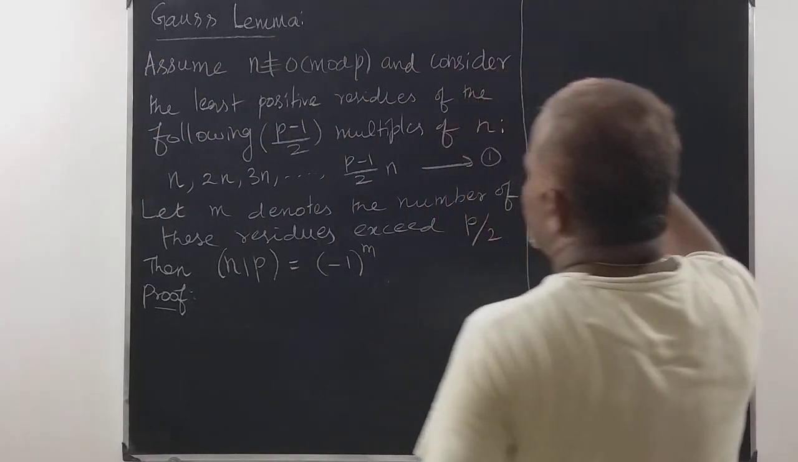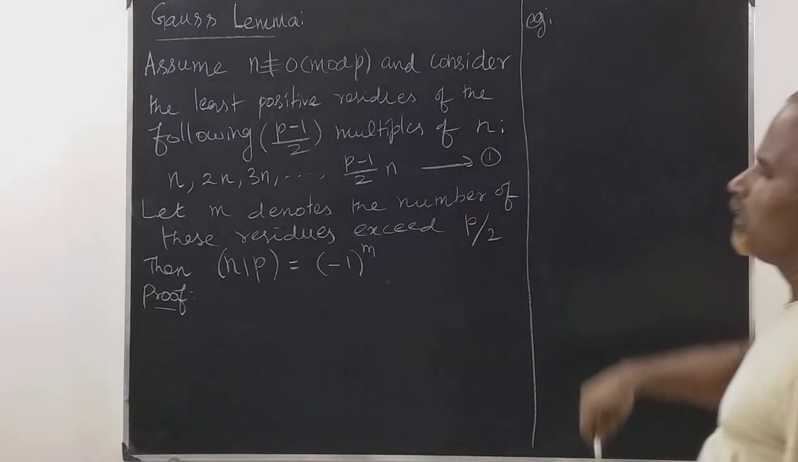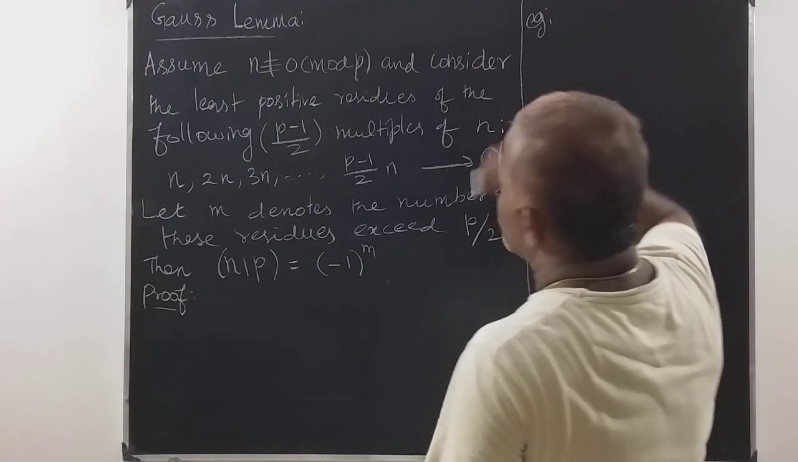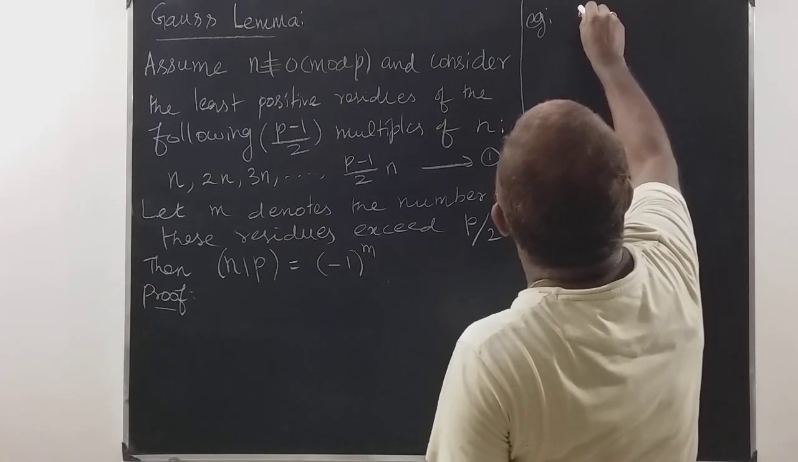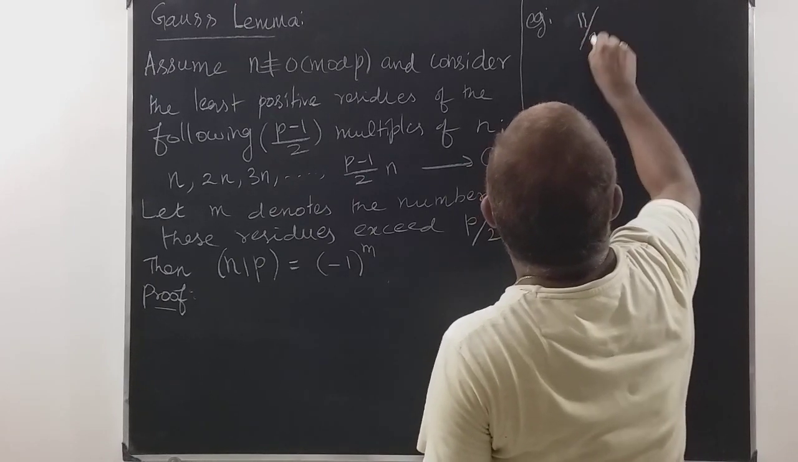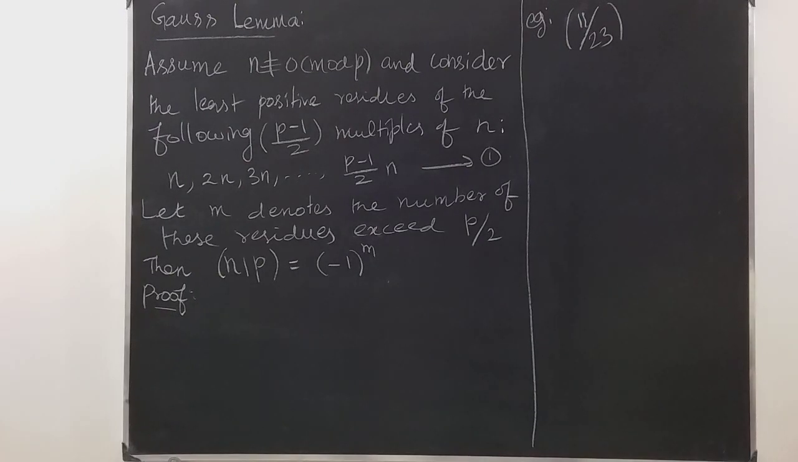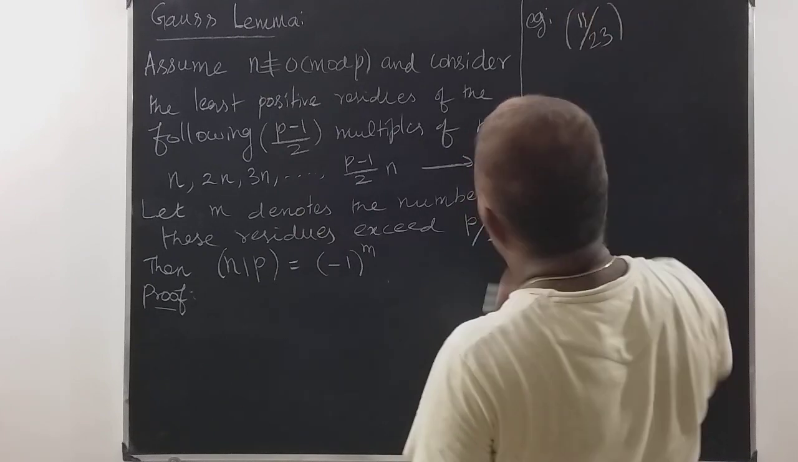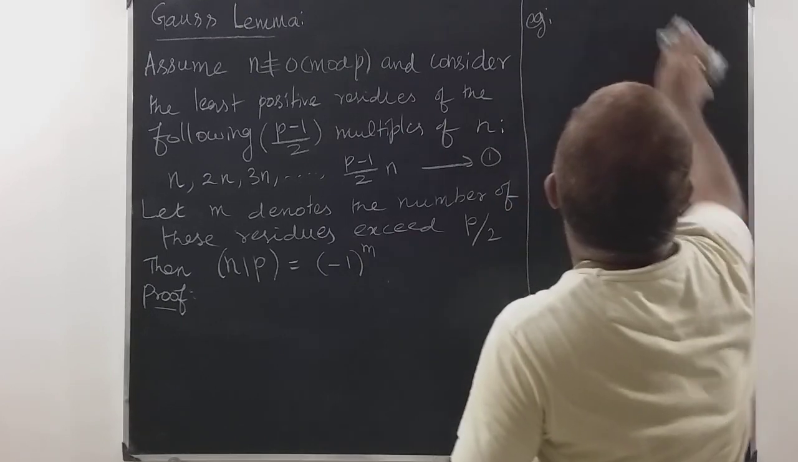So find an example. Discuss the congruence, whether it is quadratic or non-quadratic. For the Legendre symbol, I will take 11 divided by 23. Example: find or calculate (11/23).